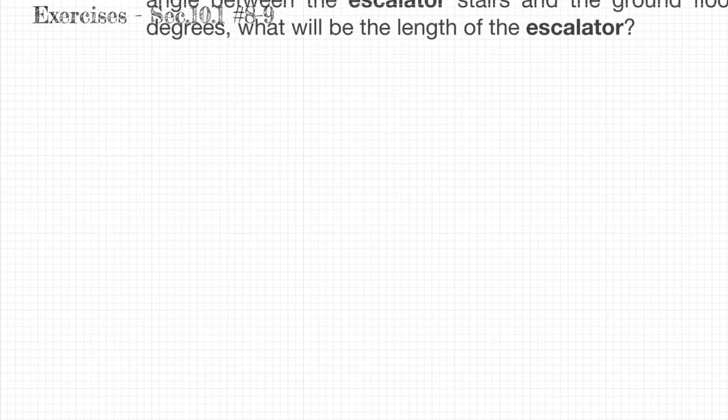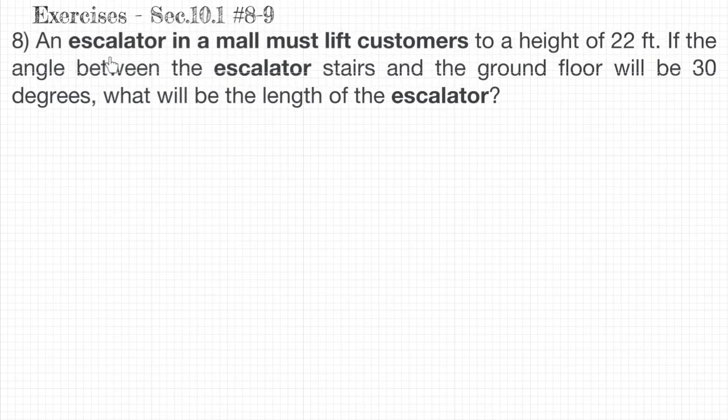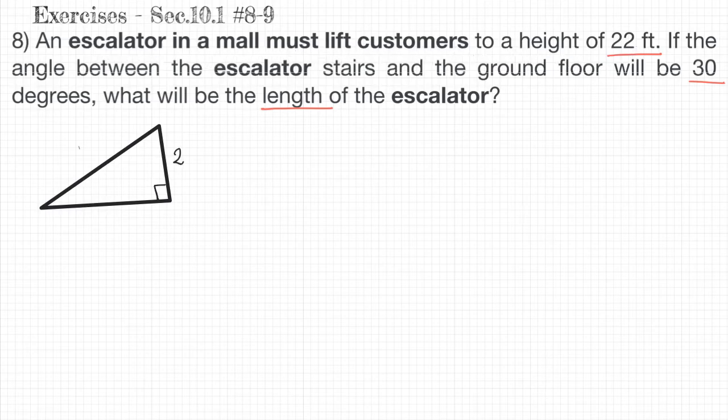Alright, so this is the exercise for section 10.1, numbers 8 to 9. You have this information in your files on Teams. This is number 8, you can check the exercise, it's just 2 pages. So we have this problem right here. The data we have is 22 feet for the height. We're talking about an escalator that lifts customers to a height of 22 feet. If the angle between the escalator stairs and the ground floor is 30 degrees, what will be the length of the escalator? So first, remember, step 1, we have to draw and label a diagram.